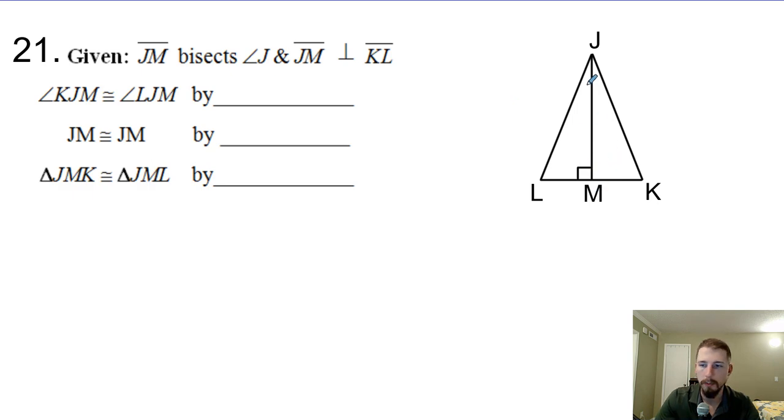21. JM bisects angle J. So JM cuts this angle in half. So that angle and that angle are the same. So angle KJM and LJM are congruent. This is going to be by the definition of bisect.